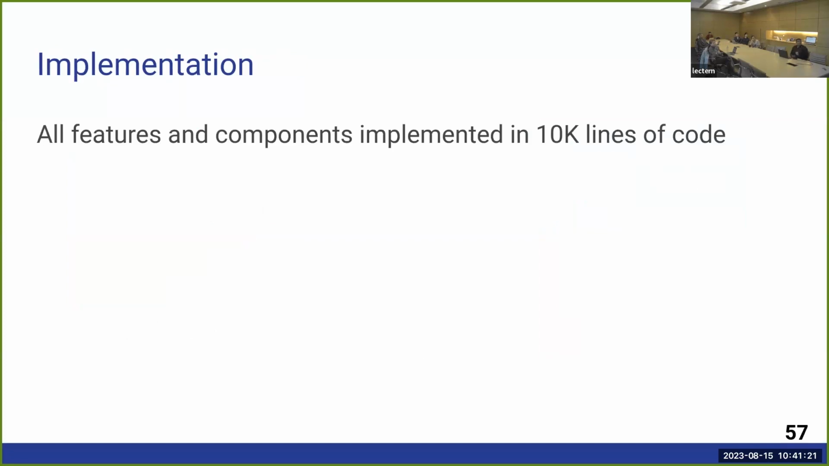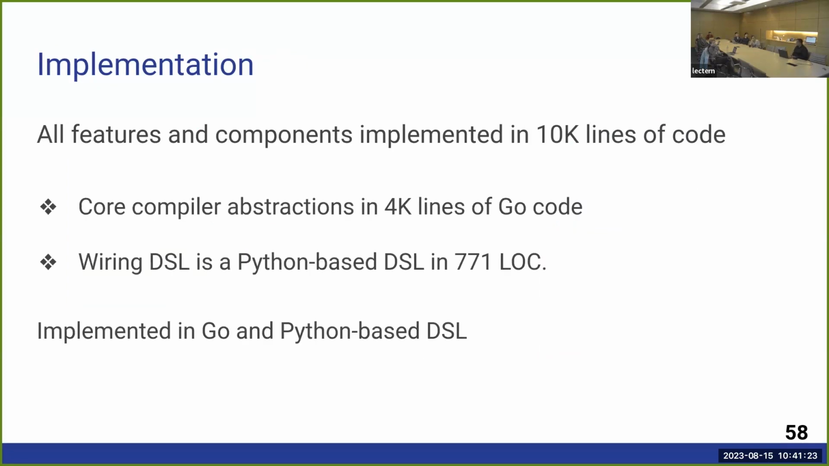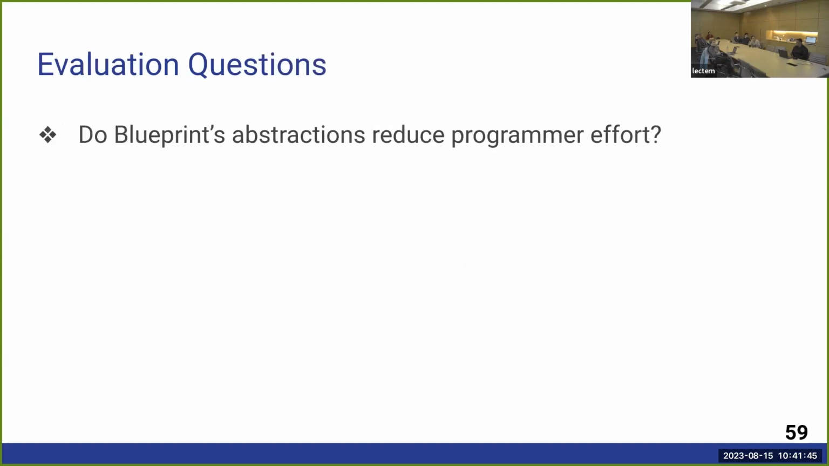So all of the implementation is actually done in 10,000 lines of code. The core compiler abstractions are in 4,000 lines of Go code, whereas we have a wiring specification domain-specific language, a DSL, in around 800 lines of code. Right now, we only support Go. Does not mean that we can't support other languages. It's just I'm the only person who is actually doing any kind of implementation, so have mercy, is what I'll say. So now that we have the implementation, let's see what we can actually do with this.